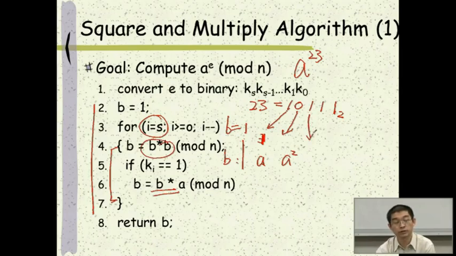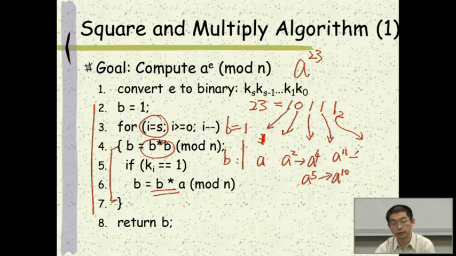So for the next iteration, I'm going to do a square of the current b, which is a squared. So this becomes a to the power 4. And because now this bit is 1, what I'm going to do is multiply this by another a. So now I got a to the power 5. And then I move to the next bit, which I first do a square operation. So this becomes a to the power 10. And then because this bit is 1, I multiply this by a again, so it becomes a to the power 11. And then I reach the last bit.